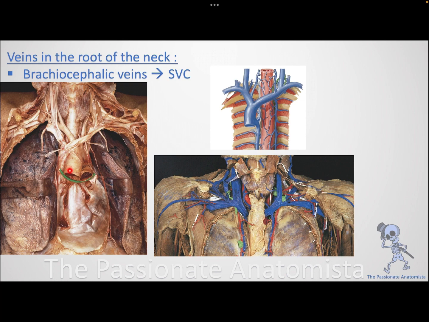These are the three major arteries of the aorta, and these are the major veins coming into the right atrium. And this is the same story. I have left and right brachiocephalic veins. Together they will form the superior vena cava, and they are formed by the union of internal jugular vein and subclavian vein.